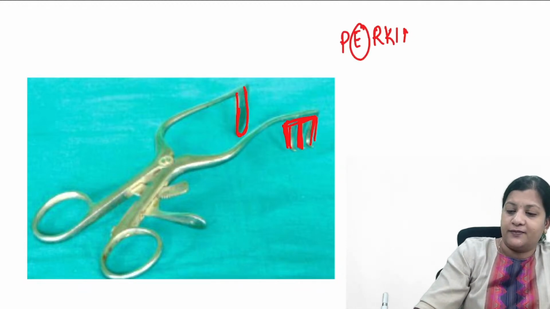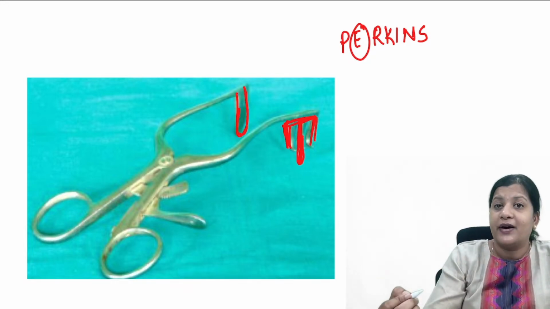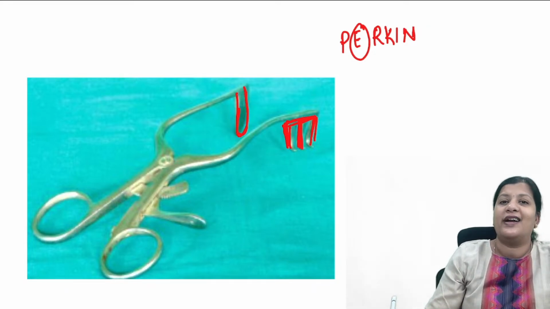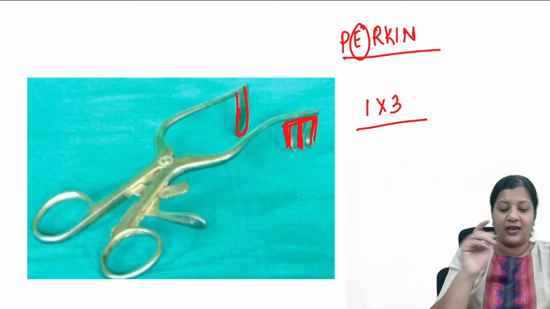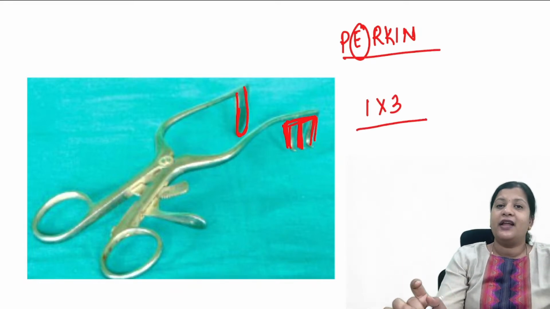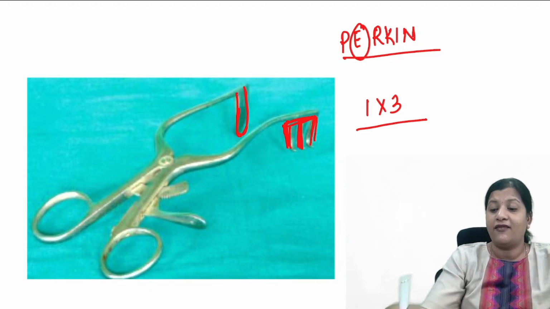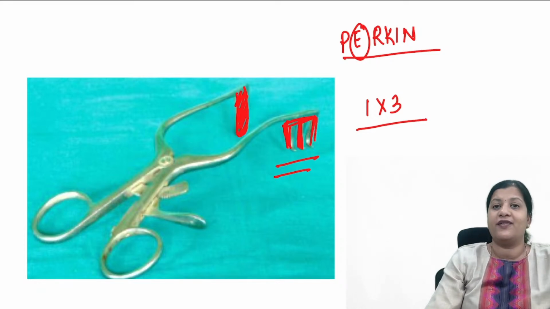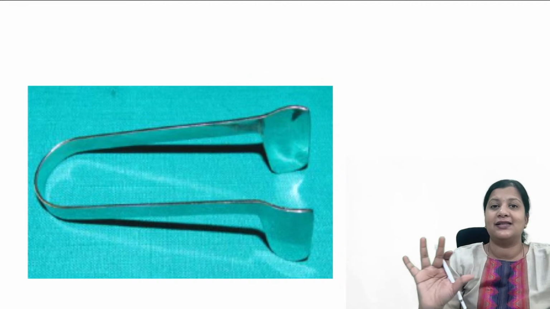Perkins retractor. Easy. Plester had one prong longer, so we call it Plester's. Now here, because we have alphabet E, we will call it Perkins retractor. So 1 by 3 will be your Perkins retractor. Easy, everybody? So if you have one prong longer, then it is going to be Plester's. But if you have only one prong on one side but 3 on another side that resembles alphabet E, then you call it Perkins. I hope everyone got this. Yes, so this is called Perkins mastoid retractor. So that is easy for all of you.